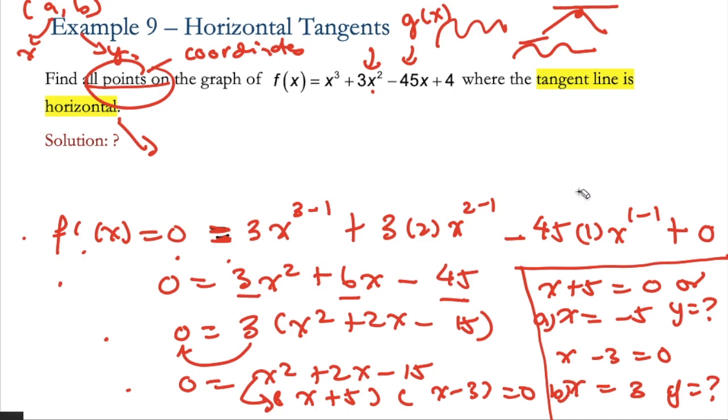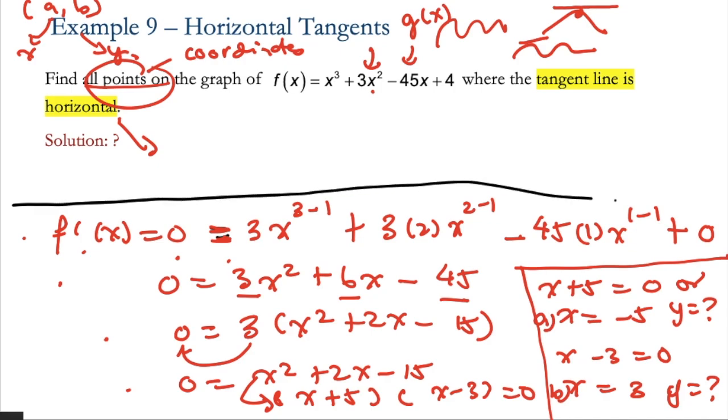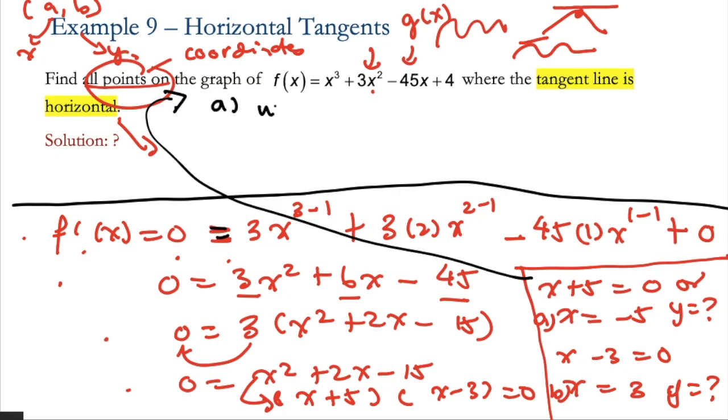Okay, now I continue here. So here for A, when x is equivalent to 3, y is equivalent to 1. So here you need to substitute it back because you want to get coordinates.